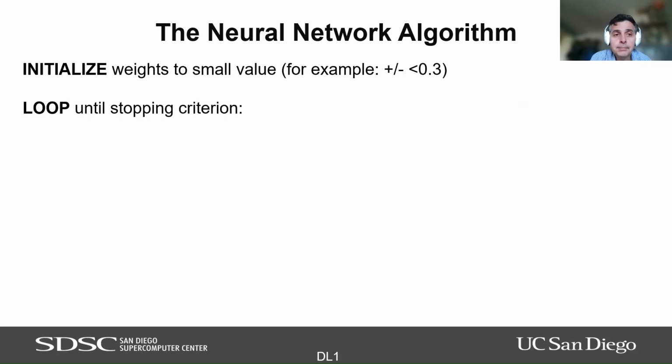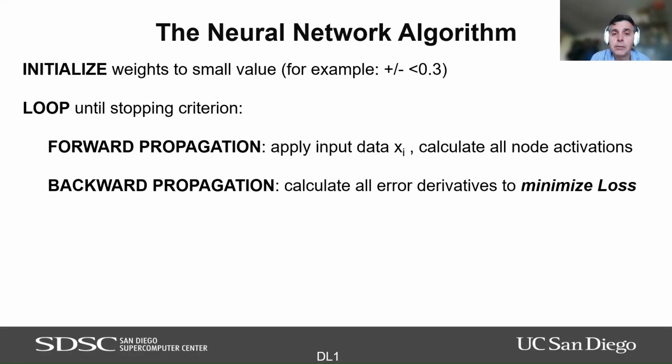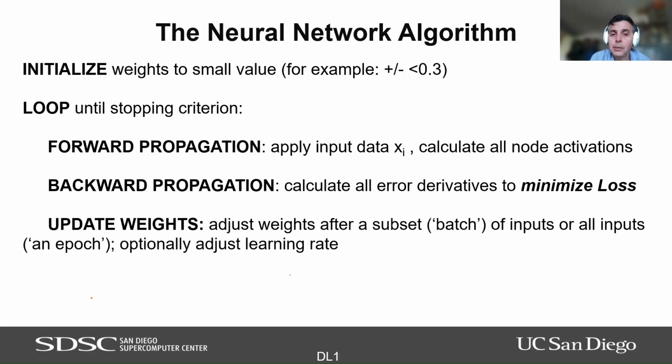So the algorithm, once we're comfortable with what forward propagation and backward propagation are doing, and if we're comfortable with what machine learning algorithms look like, it's easy to write down this algorithm. We initialize our weights to some small value. We have a loop. We're doing forward propagation, backward propagation, and then we update weights. And typically this is a version of stochastic gradient descent. And what's interesting, we do this for a batch of inputs. We don't do this for one input at a time.